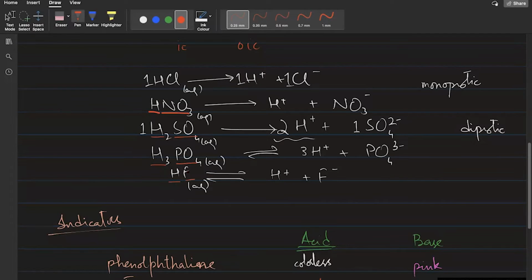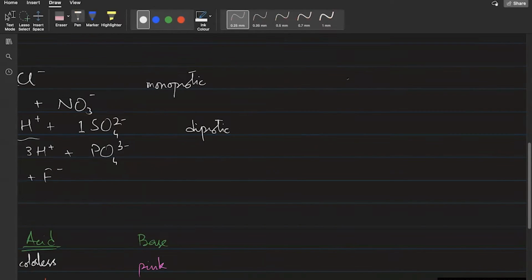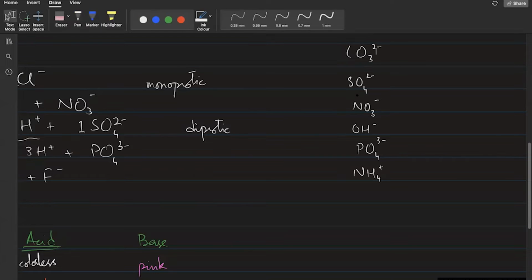This is hydrogen and fluoride. Obviously, this all hinges on the fact that you know the 6 ions that we talked about. If you do not remember, those 6 ions were sulfate, nitrate, hydroxide, phosphate, ammonium, and carbonate, of course. So these are the 6 ions that you need to know. Every time you see them, you should be able to figure out that these are the ones that I have here.